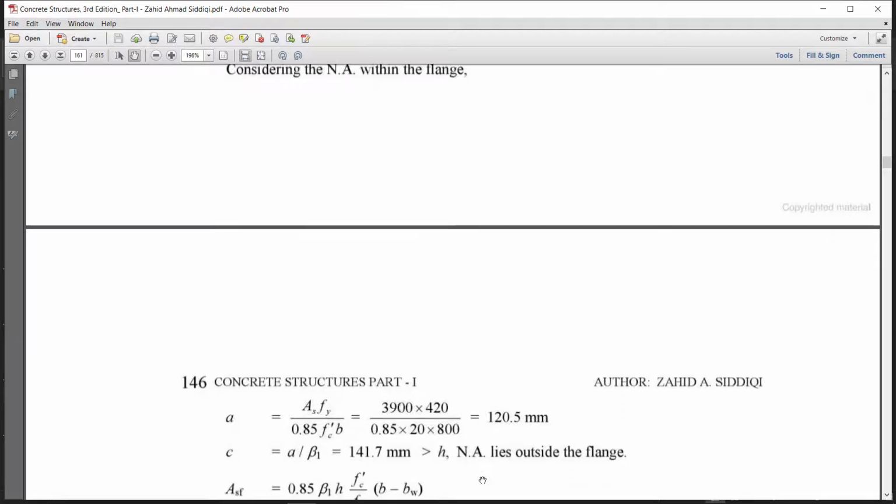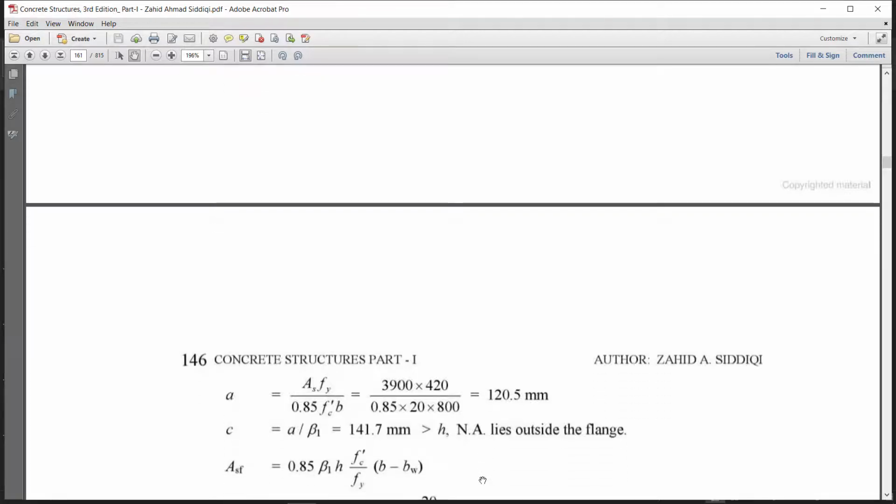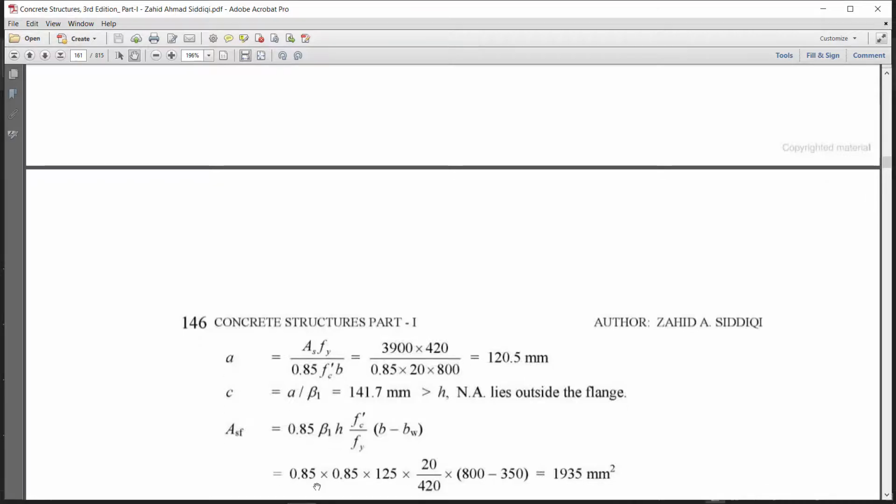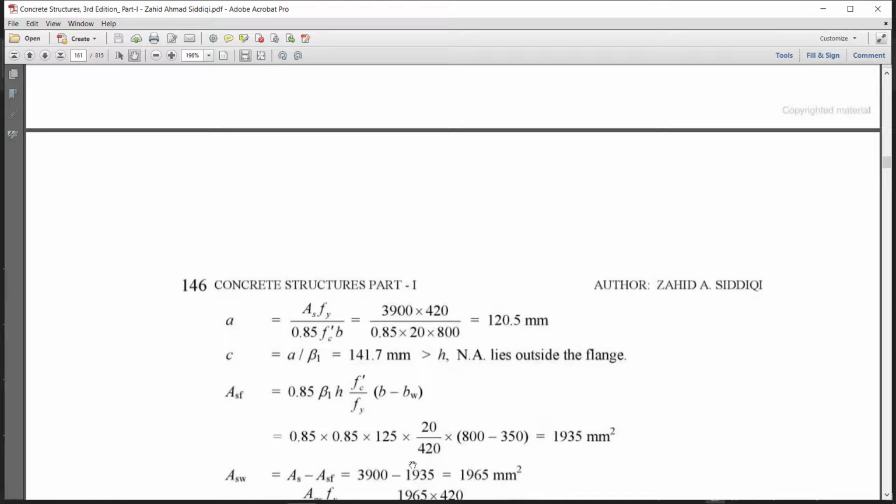So then we will calculate Asf, that is 0.85 beta 1 H Fc prime over Fy times B minus BW. All the data is given. This is the area of steel required to balance the compressive force produced by the flange, and it is 1935 millimeter square. To get the value for the web, total steel minus Asf, we get Asw as 1965 millimeter square.